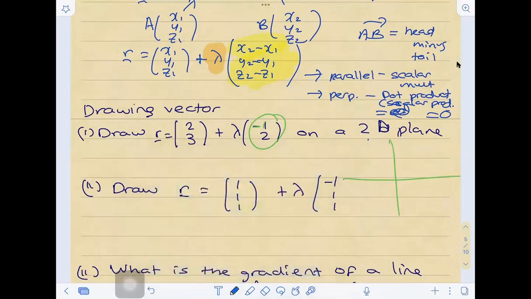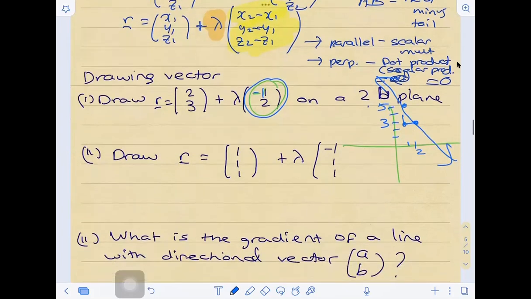Okay, so we'll go across to 2, up to 3. And then this here, this means in x you go left 1, and in y you go up 2. So it's there. So that means that the line is going in that direction there. You think about that, the gradient is 2 over minus 1, or minus 2. So rise is 2, and run is 1.